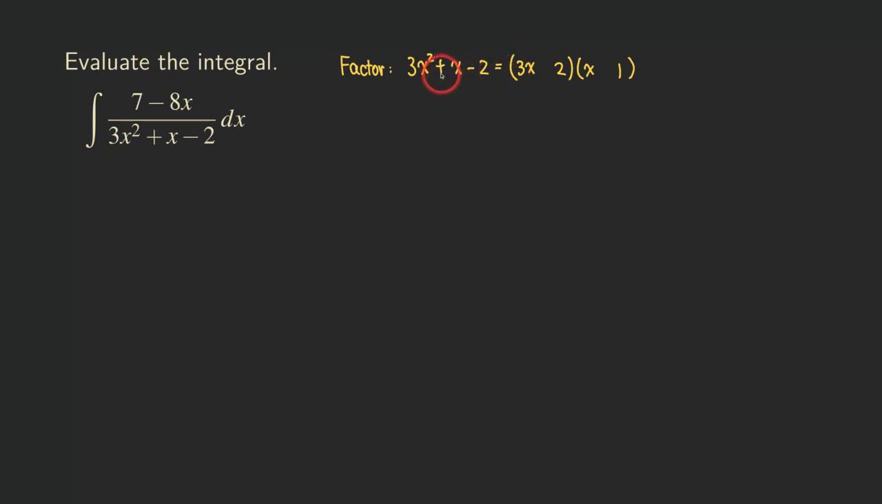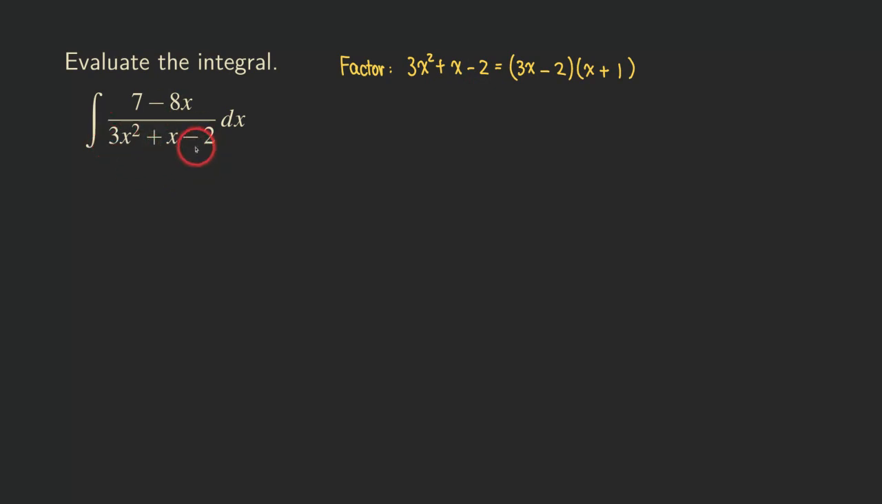And we want a positive 1 as the coefficient. So we want the 3x to be positive, with a positive sign. So 3x times 1 will give us 3x, and then minus 2x, so that 3x minus 2x gives us the x. And then negative 2 times positive 1 will give us negative 2. So that works. That's the factorization for 3x squared plus x minus 2.